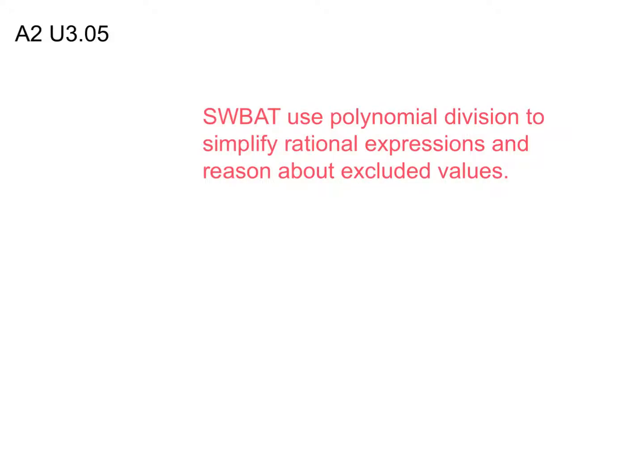Here we go with 3.05. So we're going to use polynomial division to simplify rational expressions and reason about excluded values. So don't get too worried.